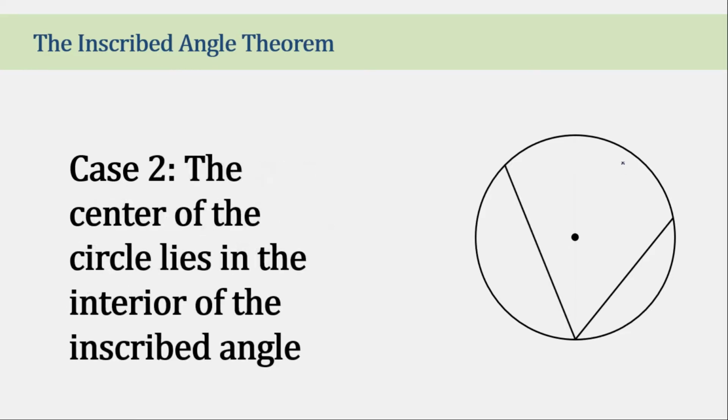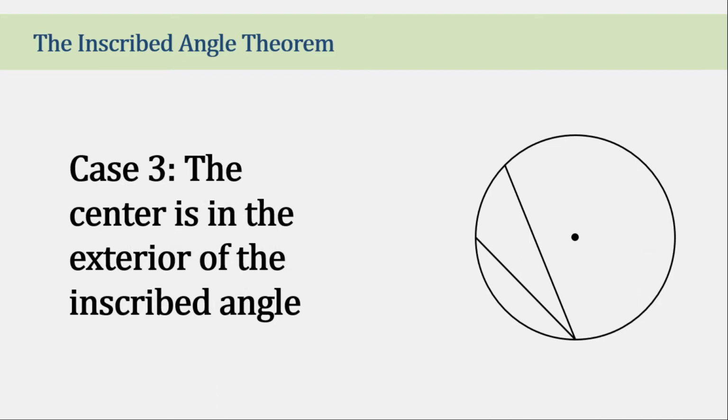For case number two, the center of the circle lies in the interior of the inscribed angle. So this is the center, and the sides of the angle are these, which makes the center of the circle inside this inscribed angle. For our last case, case number three, the center is in the exterior, or outside, of the inscribed angle. This is the inscribed angle, and the location of the center is outside of it. So these are the three cases.